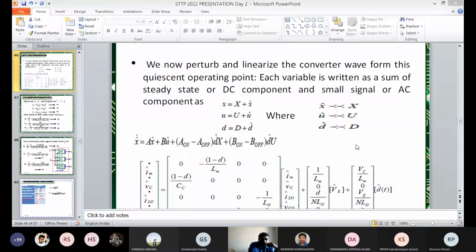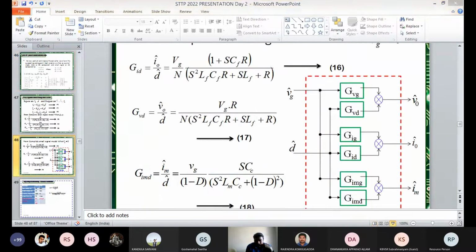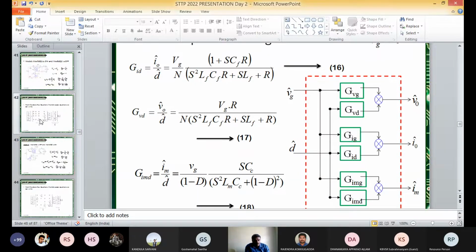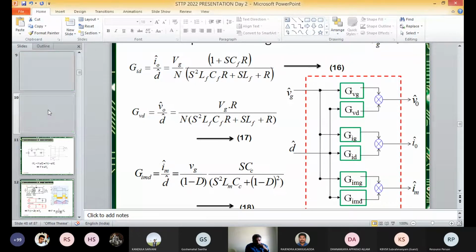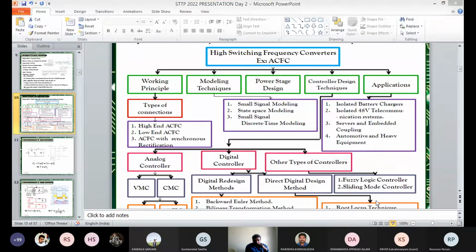So from this, we can build the same circuit in MATLAB with the help of the transfer functions. These are the different techniques we are using to form the state model. So in the second step, we are deriving the mathematical model for the different types of converters with the help of state space modeling. The third one is the power stage design.